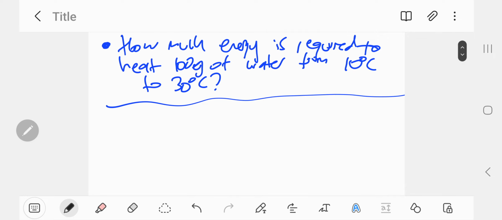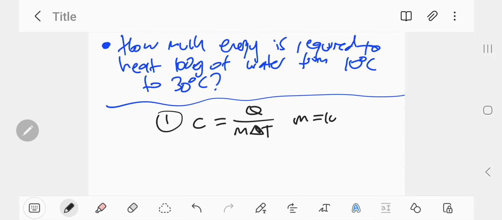Okay, first step in solving any problem in physics, write down what we know. So write down the formula, I should say in this case, which is the specific heat capacity formula. C is just Q over M delta T. What do we know? We know what M is, 100 grams, which we need to convert to kilograms, which is 0.100 kilograms.